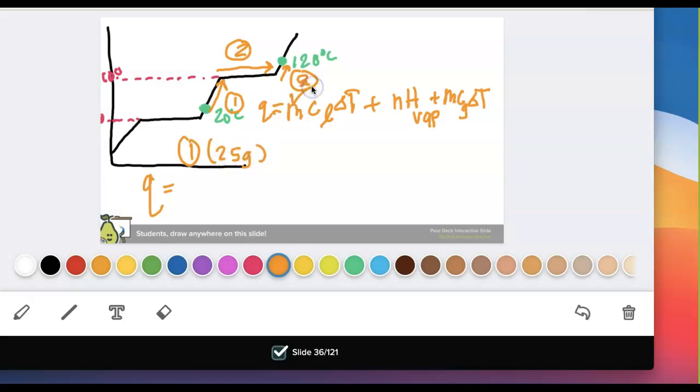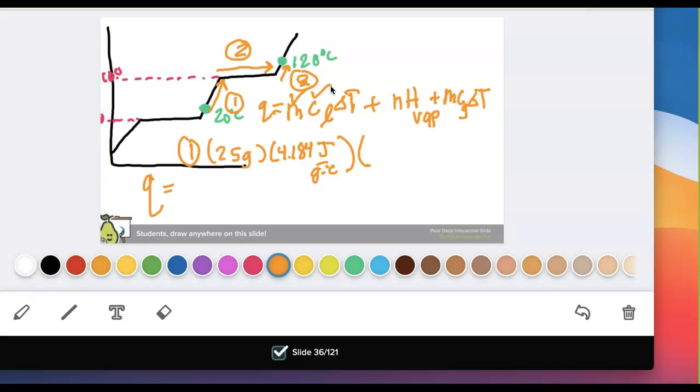Mass, check. What's the specific heat of liquid water? You need to go look it up. You don't have to memorize it, you just need to use it. And I'm going to tell you what it is because you can easily look it up. It is 4.184 joules per gram degrees Celsius. So C is done.